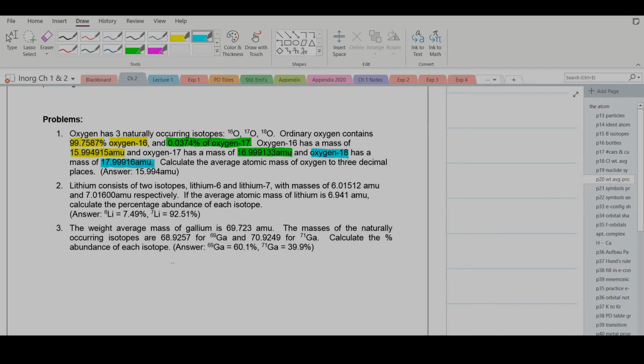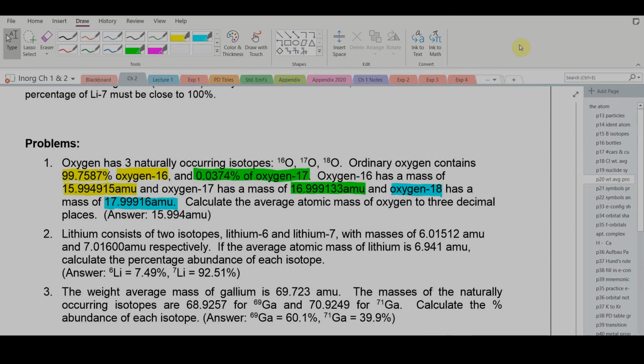All right, so how do we do that? Well, just like before, right? Mass times weight fraction plus mass times weight fraction for all 3 portions. Now, before we calculate this, we'll need to get the mass fraction of oxygen 18. So if you add up these 2 percentages, 99.7587 and 0.0374, and subtract them from 100, you'll find that the mass fraction of oxygen 18 is 0.239%, or as a weight fraction it would be 0.00239.